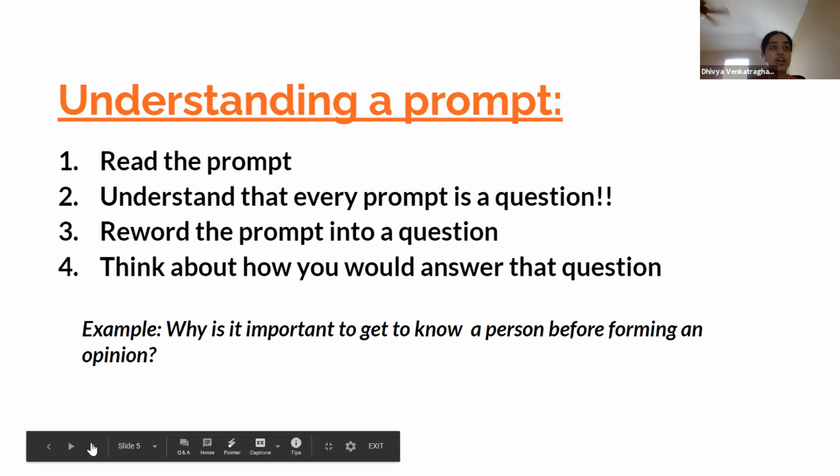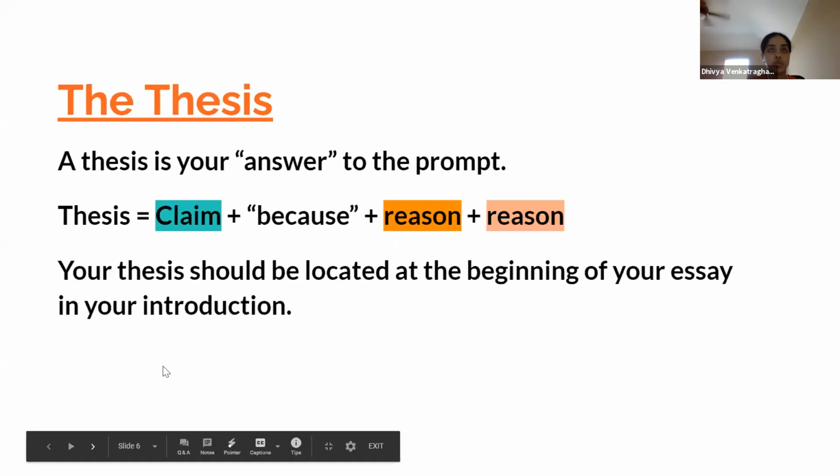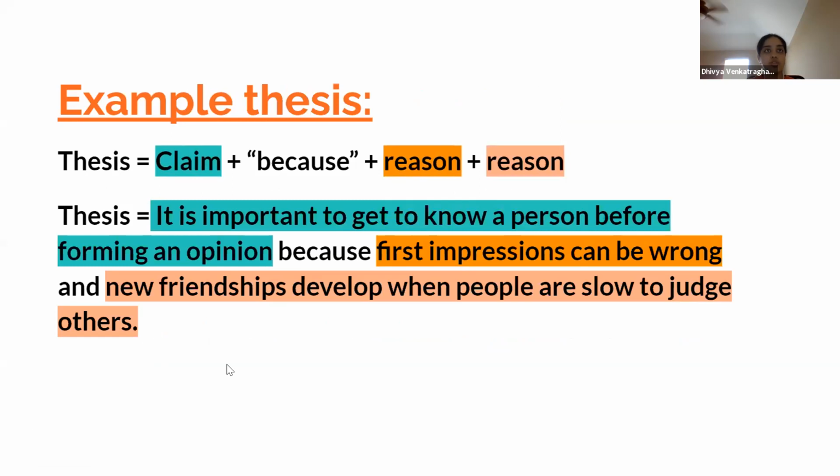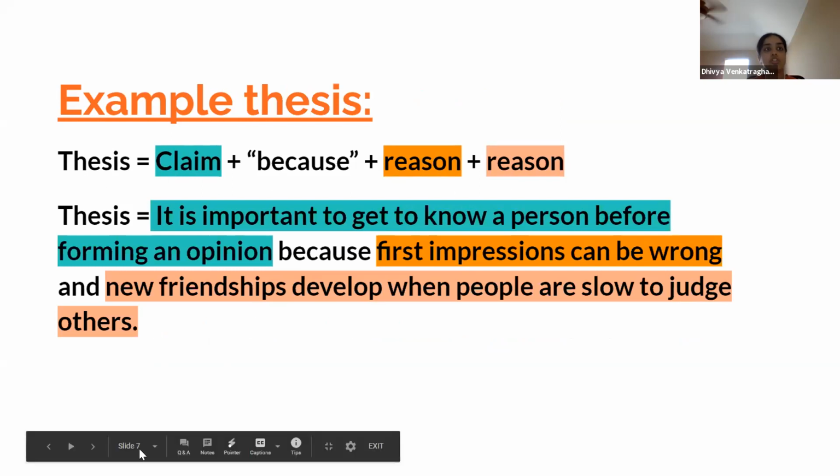So in the end, the thesis statement would look something like this. You have your claim in blue, it is important to get to know a person before forming an opinion. That magic word because helps you with the explanation. And then the reason 1 and reason 2. First impressions can be wrong is your first one, and new friendships develop when people are slow to judge others.